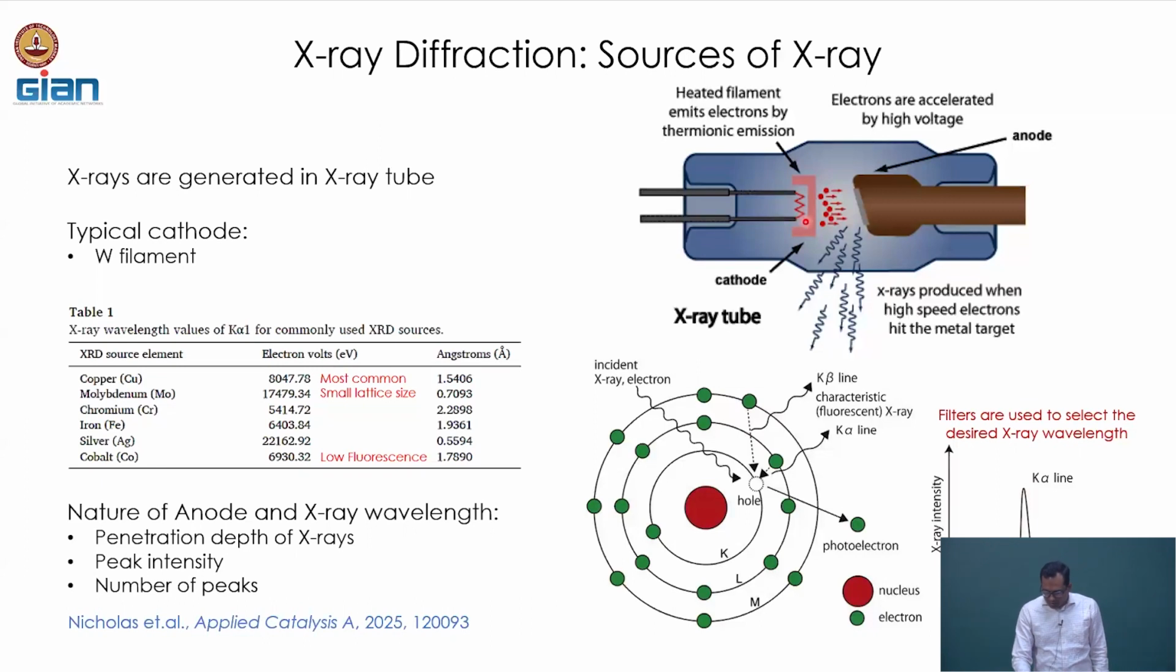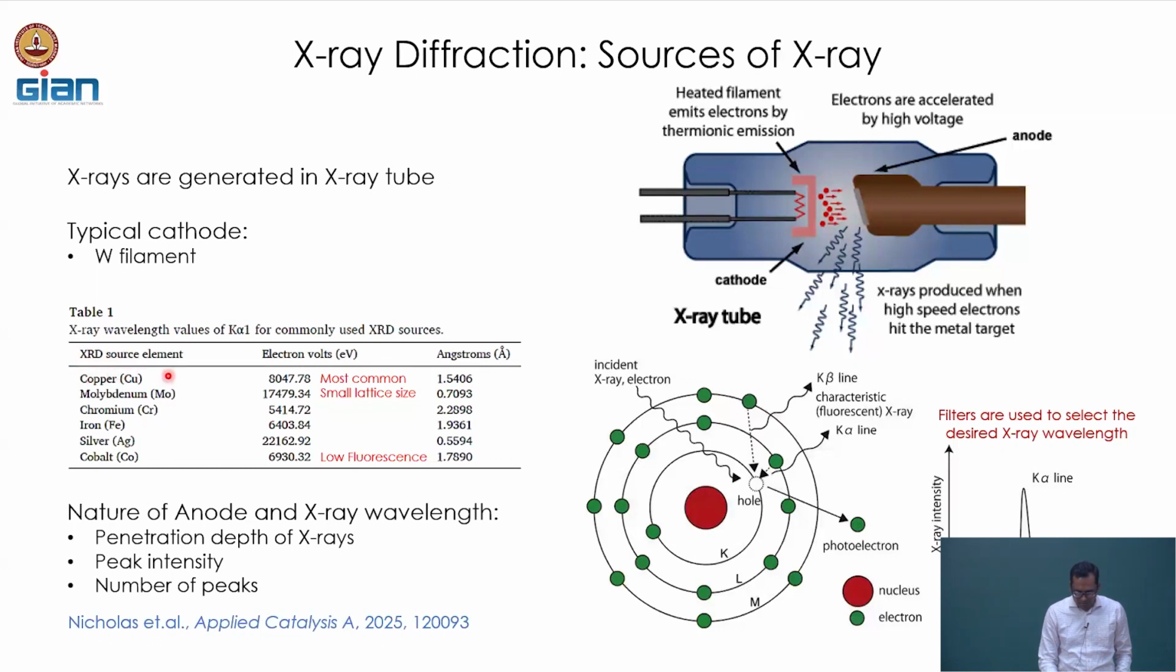Now, we talked about the electrons being emitted from a heated element. This is called the cathode. The typical cathode material in the XRD tube is a tungsten filament, whereas the anode material can be different, because the anode materials are the ones that generate the X-rays. So, depending on the material, the energy of the X-ray, which is related to the wavelength of the X-ray, is going to be different.